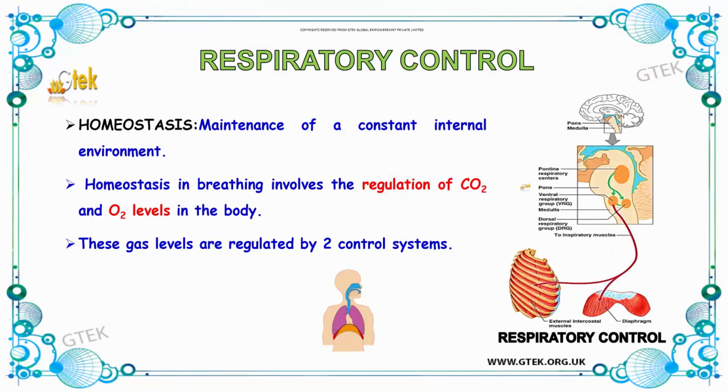Now we are going to see about respiratory control. Here, homeostasis is nothing but the maintenance of a constant internal environment. Homeostasis in breathing involves the regulation of CO2 and O2 levels in the body. These gas levels are regulated by two control systems. Here you can see the respiratory control.